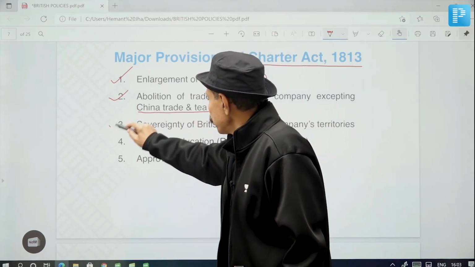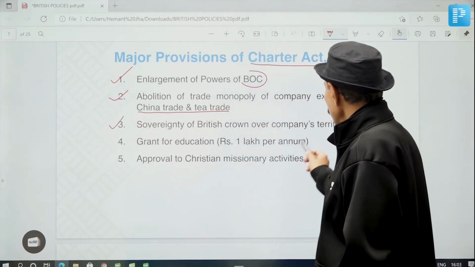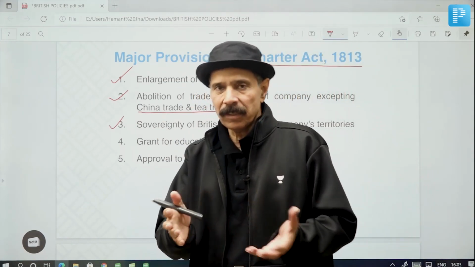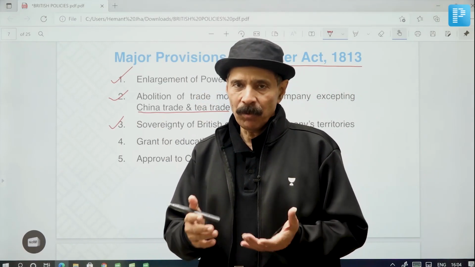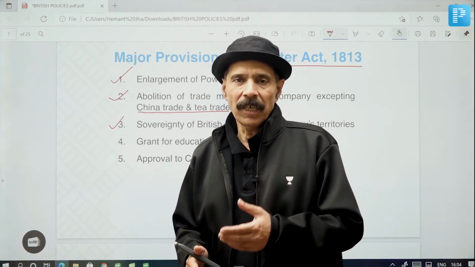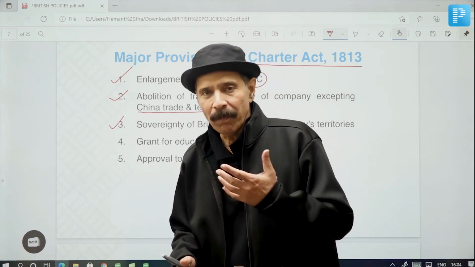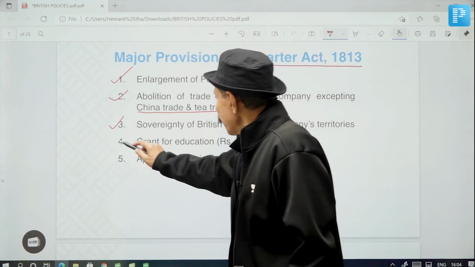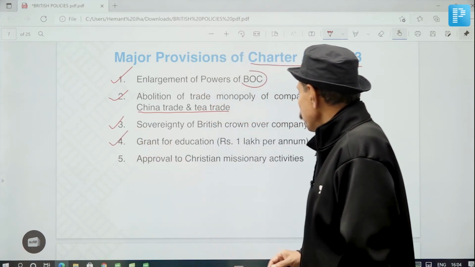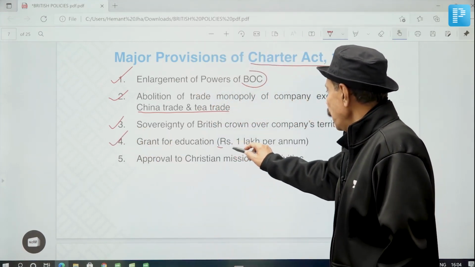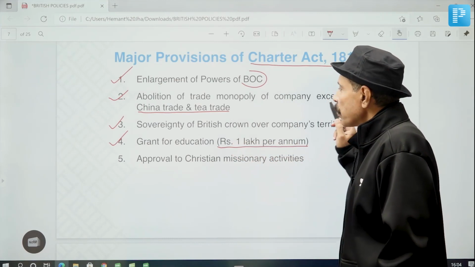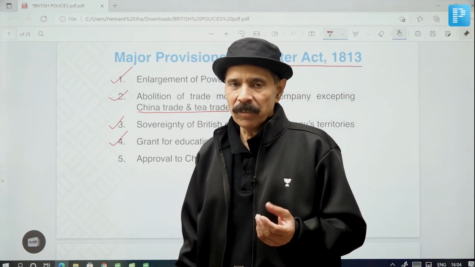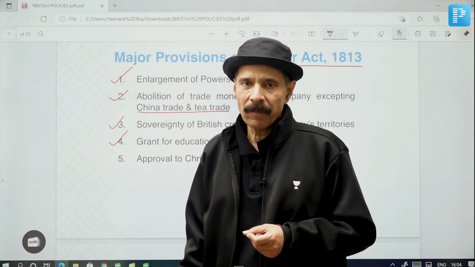And number 3, sovereignty of British Crown over company's territory. Company had acquired territories. Company had become ruler. Now by this act, the British Crown was made the sovereign of these territories. 4, grant for education, and that was rupees 1 lakh per annum. This was the official beginning of, you can say, education policy of the British.